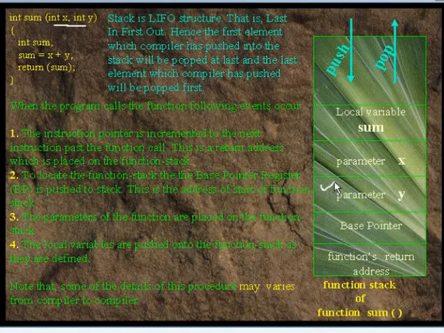Okay. Now you see the next one. The local variables are pushed onto the function stack as they are defined. So sum is a local variable of function sum. So this will be the last entry. The compiler will push sum at last in the function stack. Is it clear?